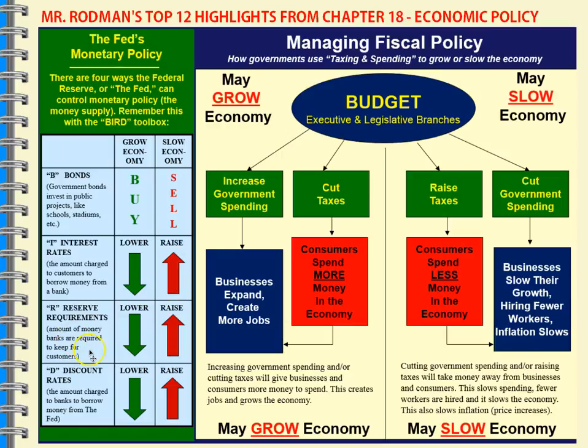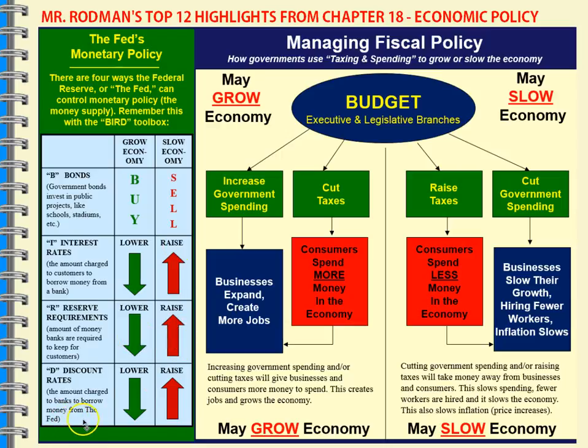Reserve requirements: how much should a bank have on hand in order to make sure that they have enough money to meet customers' demands if they come in and require, hey, I want my money back. That's a reserve requirement, and usually it's a percentage of the total amount of deposits that they have at the bank. They lower this reserve requirement in order to grow the economy, and they raise it in order to slow the economy down. Again, just like interest rates, they're going to lower those rates to grow the economy. They're going to raise them to slow the economy down.